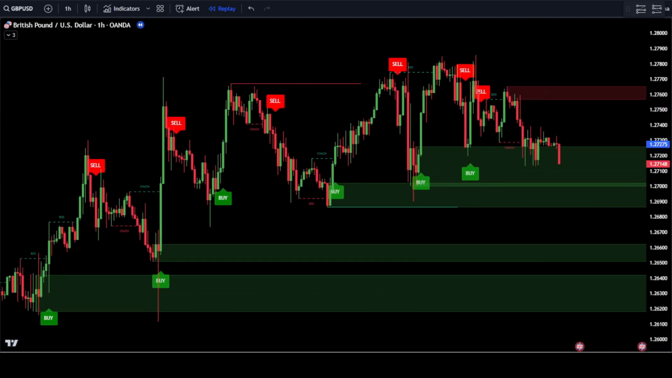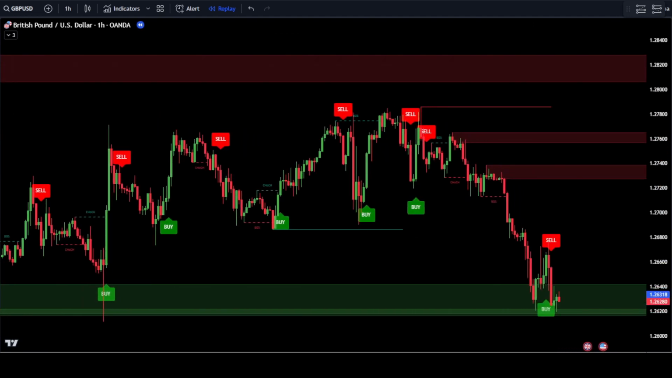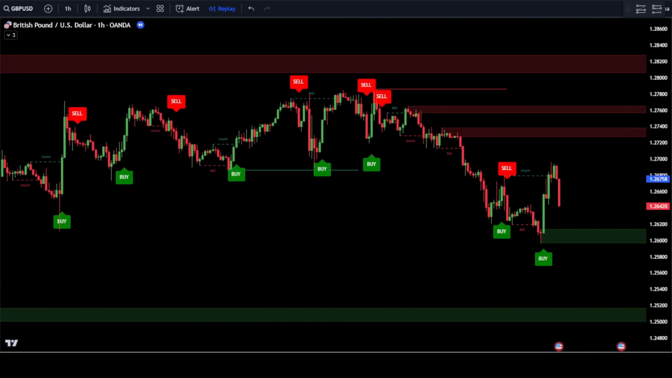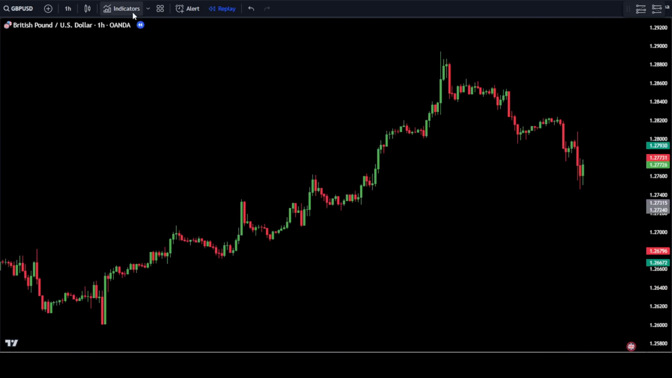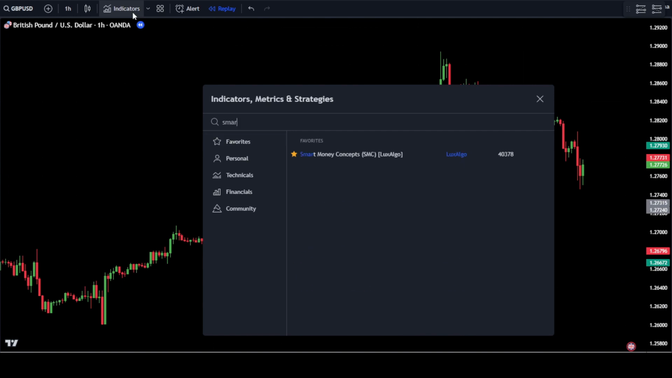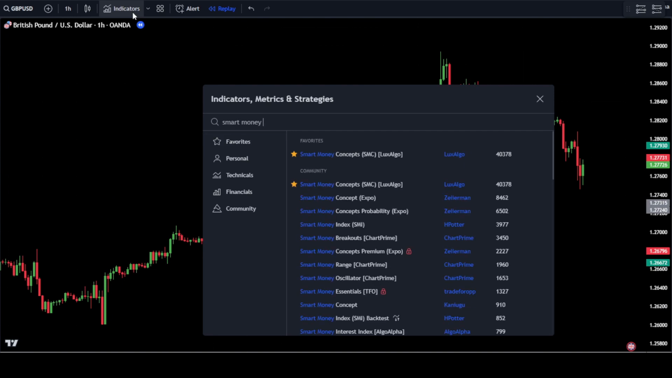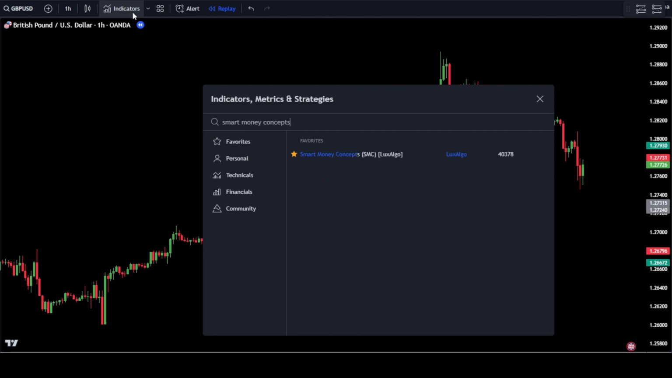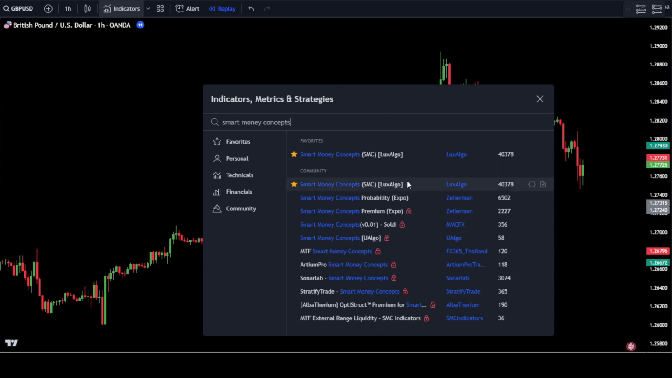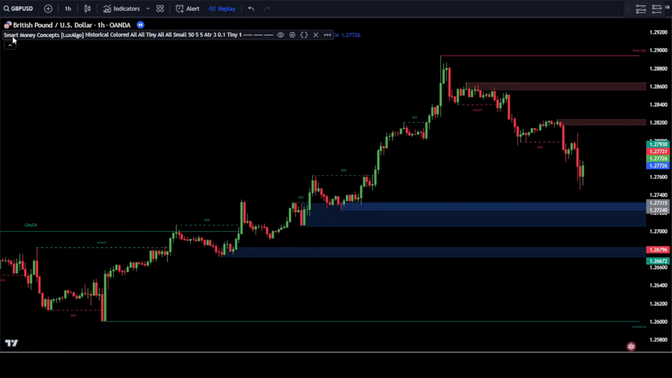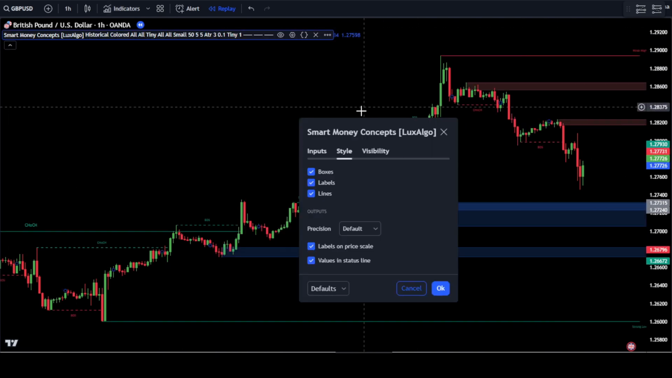Let's get started. To use this trading strategy, you just need to go to TradingView. Then go to the Indicator Search tab. In the Indicator Search tab, type Smart Money Concepts and select the Smart Money Concepts indicator from Lux Algo. After that, let's configure the Smart Money Concepts indicator.